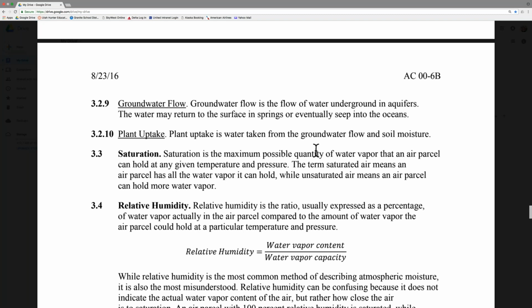Relative humidity is the ratio, usually expressed as a percentage, of water vapor. So you hear people always talk about, in Florida, it's 80 degrees but 100% humidity, you know. That's what we're talking about: the amount of water vapor content divided by the water vapor capacity equals our relative humidity.